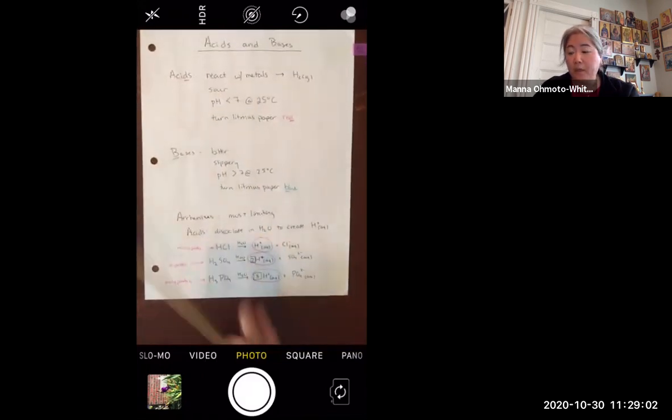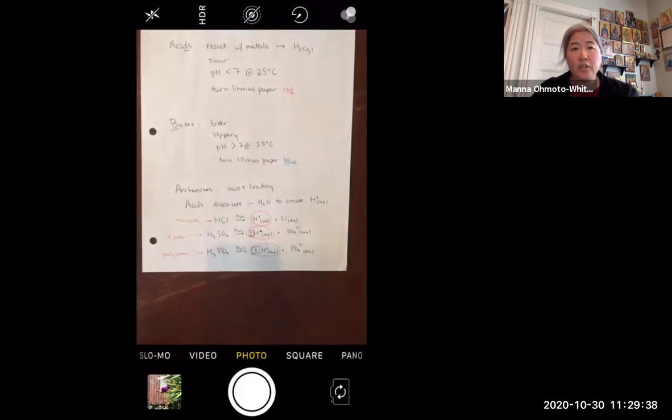I always do. Bases, on the other hand, are bitter. So soap is a base. A lot of medicines are basic. All of those things have base compounds, or what we call alkali compounds to them, that make them bitter. They're also slippery. So again, soap is slippery. One of the reasons why soap is slippery is because it has a base in it. And the pH is greater than 7, again at 25 degrees Celsius, and it turns litmus paper blue. So the B in blue and the B in base.